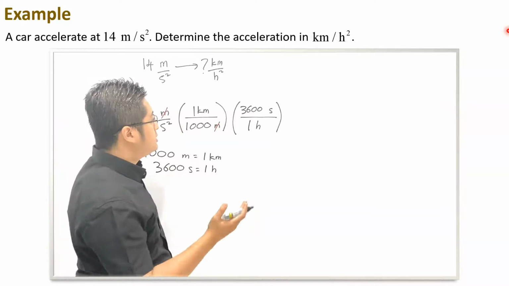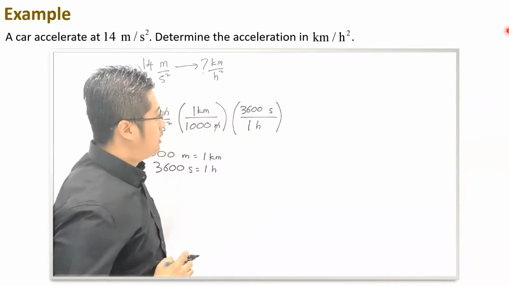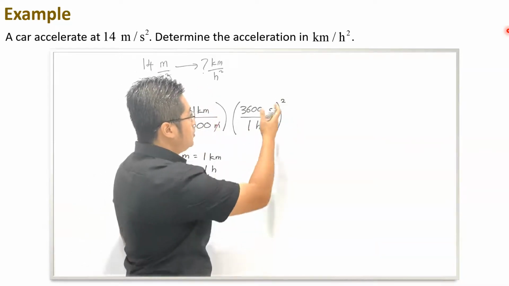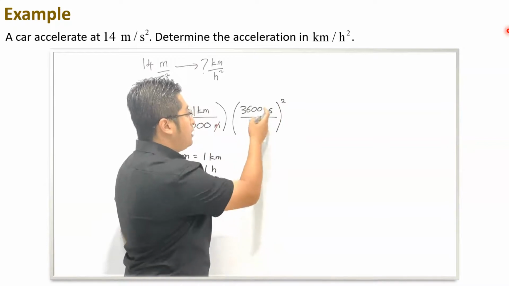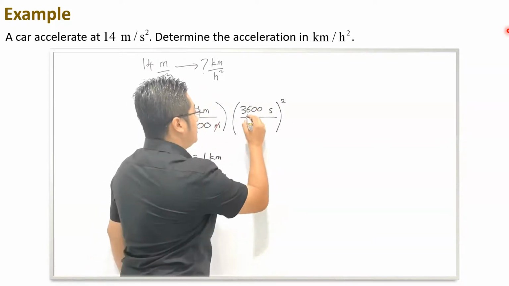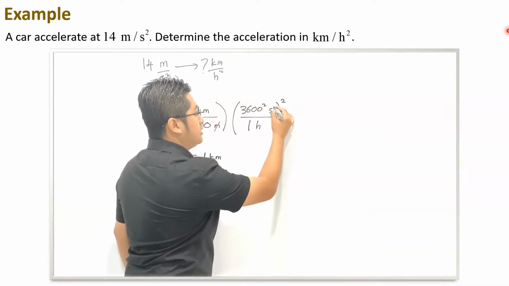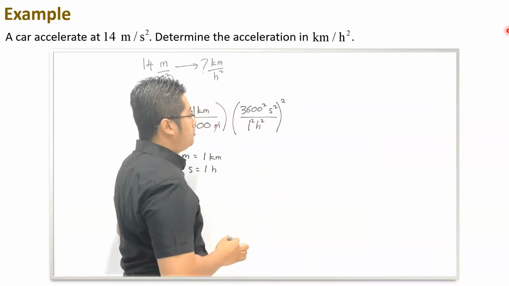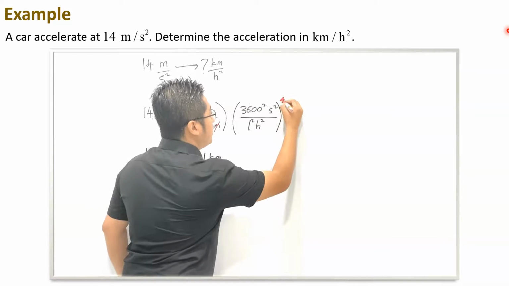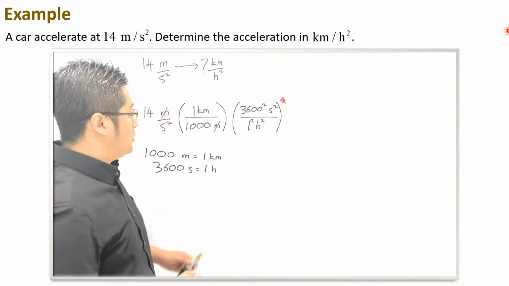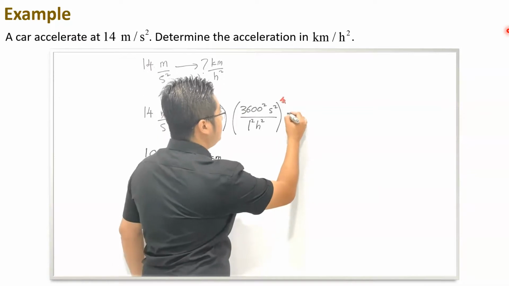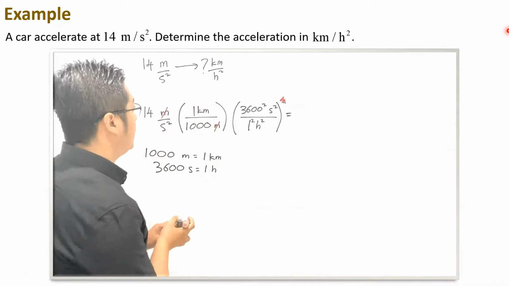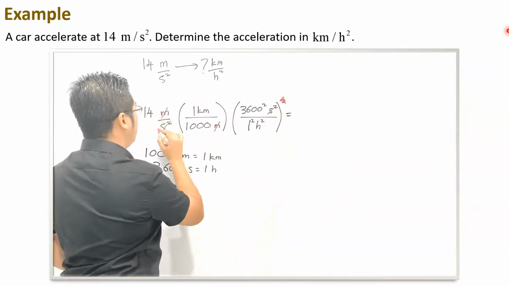Now, we want to insert the square. Inside the bracket, you need to put the square outside the bracket first. If you put the square outside the bracket, it means that you square all the values inside the bracket. It means 3600 squared, second also squared, hour squared, 1 also squared. Now you can remove the square outside the bracket. So the result will be, remember, you need to cancel the square. Now you have cancelled the second squared.